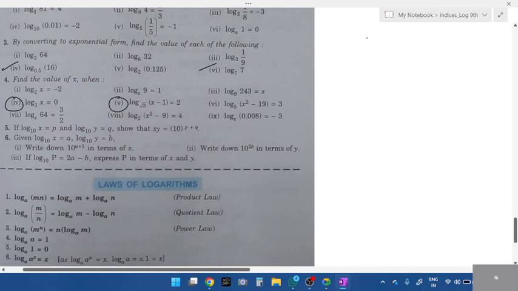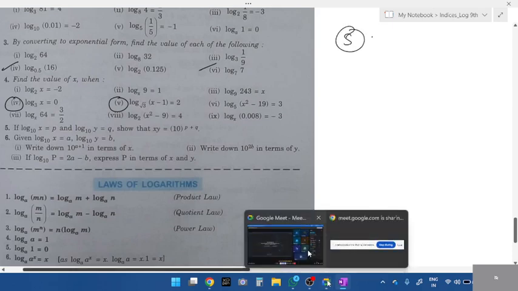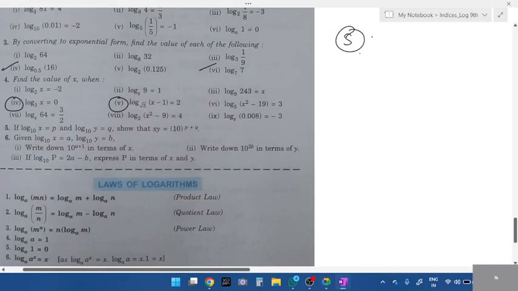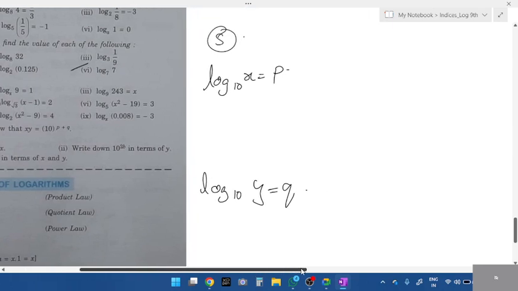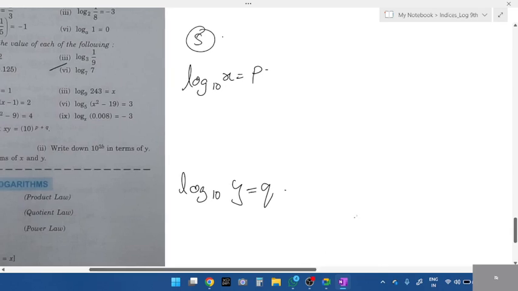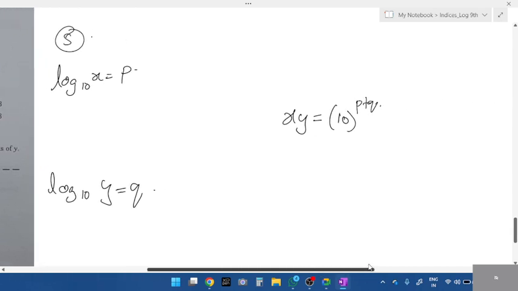Done. We have to start the fifth main. What is given? Can you see this? What is given? If log 10 x is equals to p. Next, log 10 y is equals to q. What do you have to show? Show that x y is equal to 10 to the power p plus q.